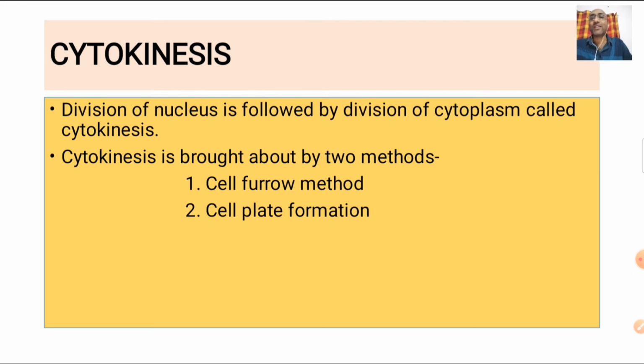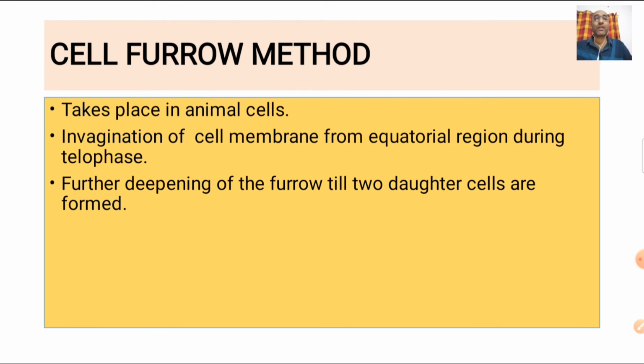As far as cytokinesis is concerned, it occurs in two different ways, and it is separate for plants and animals. In animals, cytokinesis occurs by the cell furrow method, whereas in plants, cytokinesis occurs through the cell plate method. As far as the cell furrow method is concerned, it takes place in animal cells.